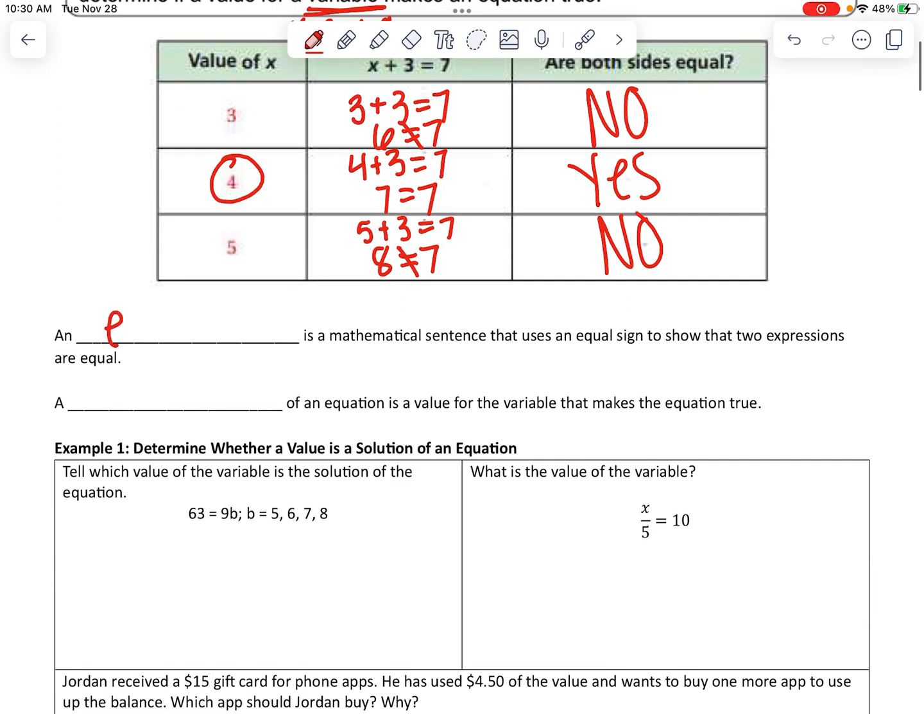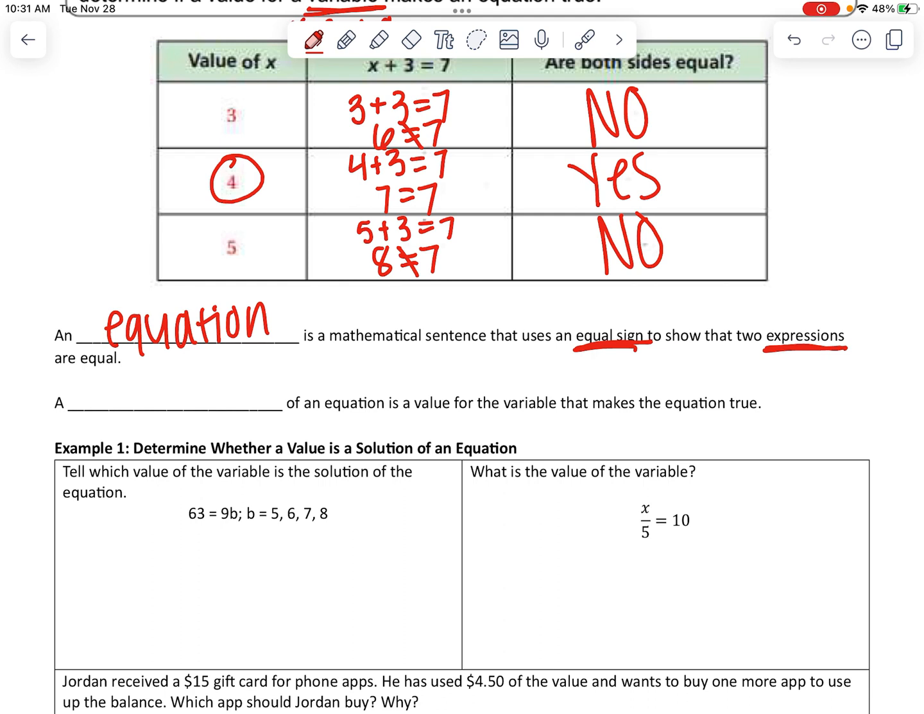An equation is a mathematical sentence that uses an equal sign to show that two expressions are equal. Notice it says equal sign. An equation has to have an equal sign. Last chapter, we dealt with expressions. The expressions are what's on the left and the right side of the equal sign. Those are expressions, and then the equal sign puts it all together, and they are an equation. We're going to be dealing with equations, and remember, those always have an equal sign.